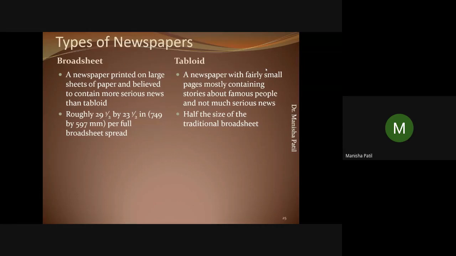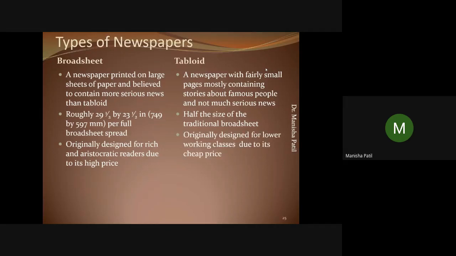Tabloid is half the size of traditional broadsheet paper. Broadsheet is originally designed for rich and aristocratic readers due to its high price. Tabloid is originally designed for lower working classes due to its cheap price. Broadsheet is more respectable and sober journalism. Tabloid is sensational and lowbrow journalism.